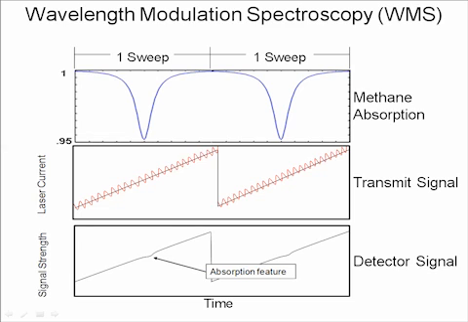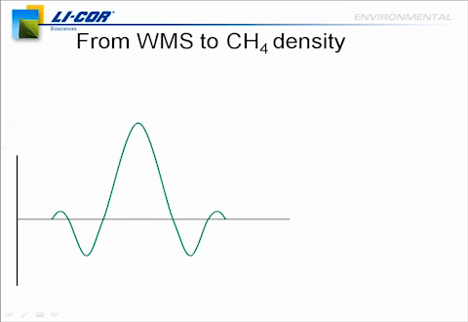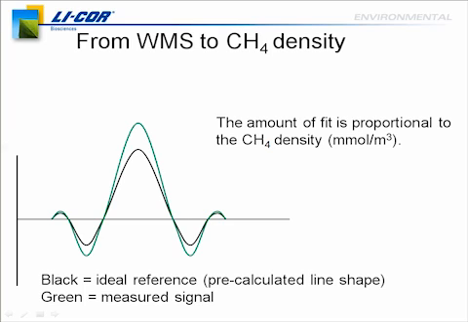So once we've made these scans, we demodulate the output signal at twice the modulation frequency, and that gives us a line shape that looks kind of like this. This is just an example here, and then what we do is we compare the line shape that we collected from our sample with a reference line to determine the methane concentration. So the amount of fit between the sample line shape and the reference line shape is proportional to the density of methane, and that's how we make that measurement.